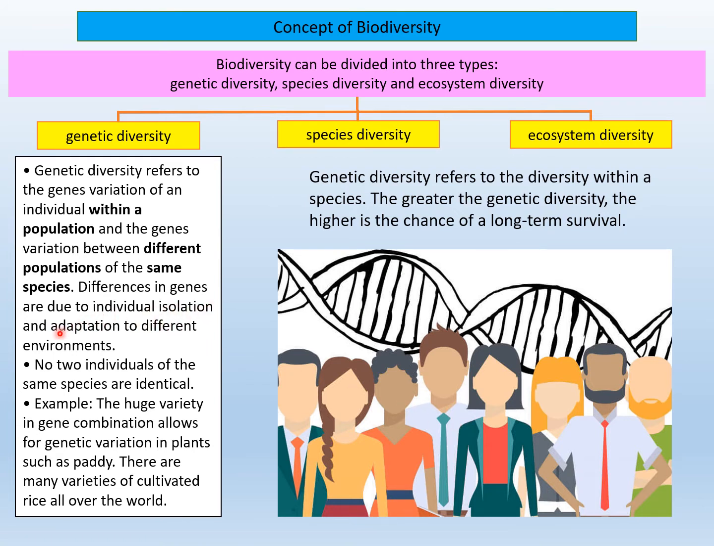Differences in genes are due to individual isolations and adaptations to different environments. No two individuals of the same species are identical. An example is paddy. There are many varieties of cultivated rice all over the world because of the combinations of different genes, variety of genes. Okay.